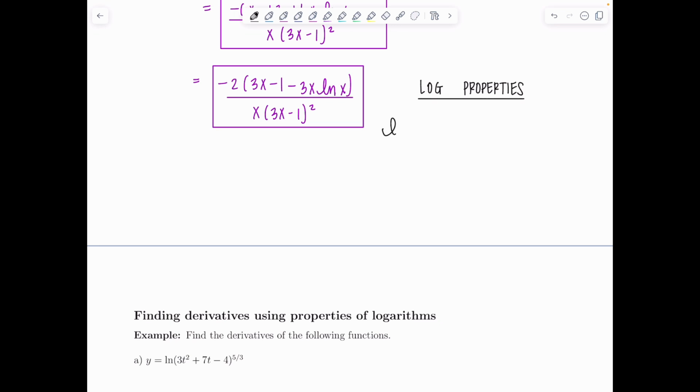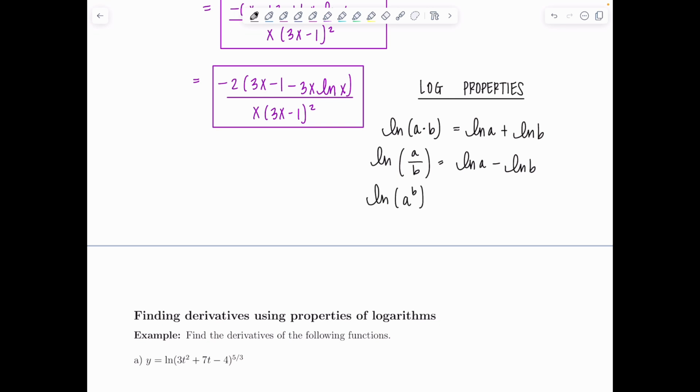So the first one is if you have natural log, or any kind of log, it doesn't have to be natural log, but that's the most common one that we use, of a times b. So you have a product in the argument. This is called the argument. Then you can rewrite it as the sum of two natural logs. So ln of a plus ln of b. And then if you have ln of a quotient, a divided by b, that's ln of a minus ln of b. And then if you have natural log of a raised to the b, you can bring that exponent on the argument down front and multiply by it. It's b times natural log of a.